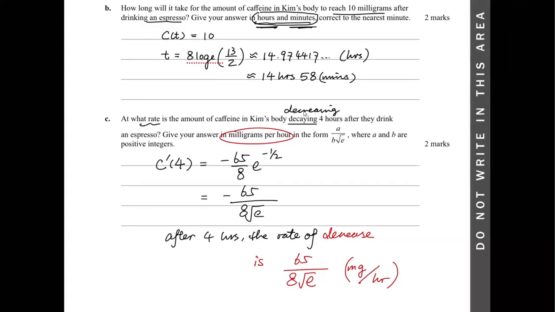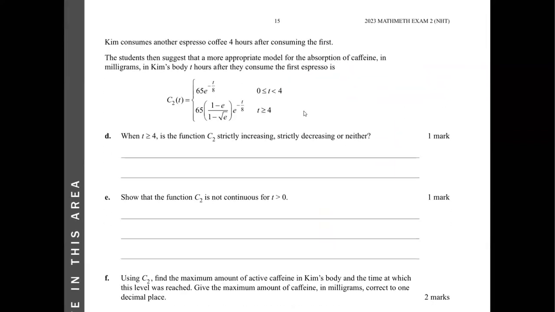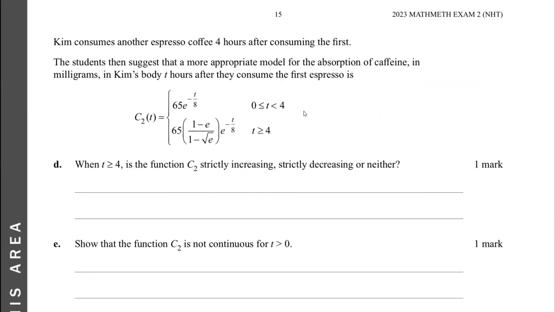Okay, so it's not difficult. It's just a matter of reading the question carefully. Kim consumes another espresso coffee 4 hours after consuming the first. When t is greater than or equal to 4, is the function C2 strictly increasing, strictly decreasing, or neither? Okay, if you can plot this function on your CAS calculator, it's roughly like that. Two parts.